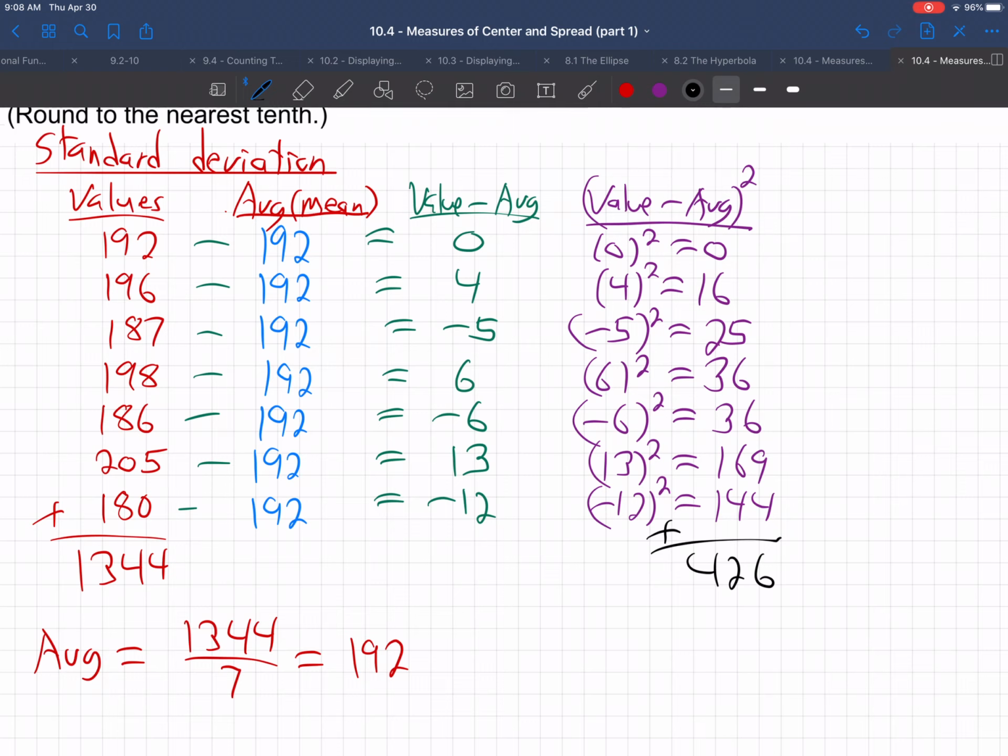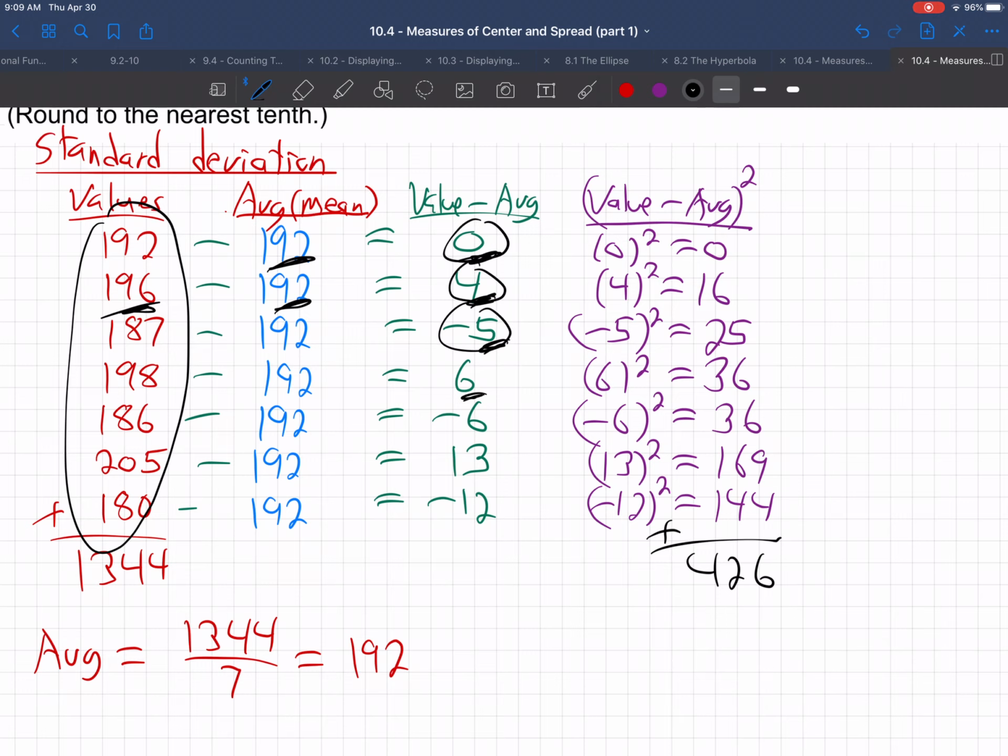We found how far each of these scores, these weights, is from the middle, right? There's an average weight, which is 192. That's the middle of all these weights. And so this is how far each person is from the middle. Like this person's right on the middle. This person's 4 pounds heavier, right? 196 is 4 pounds heavier than the average. This person's 5 pounds under the average. 187 is just below the 192 average. This person's 6 above, 6 below, 13 above, 12 below the average.